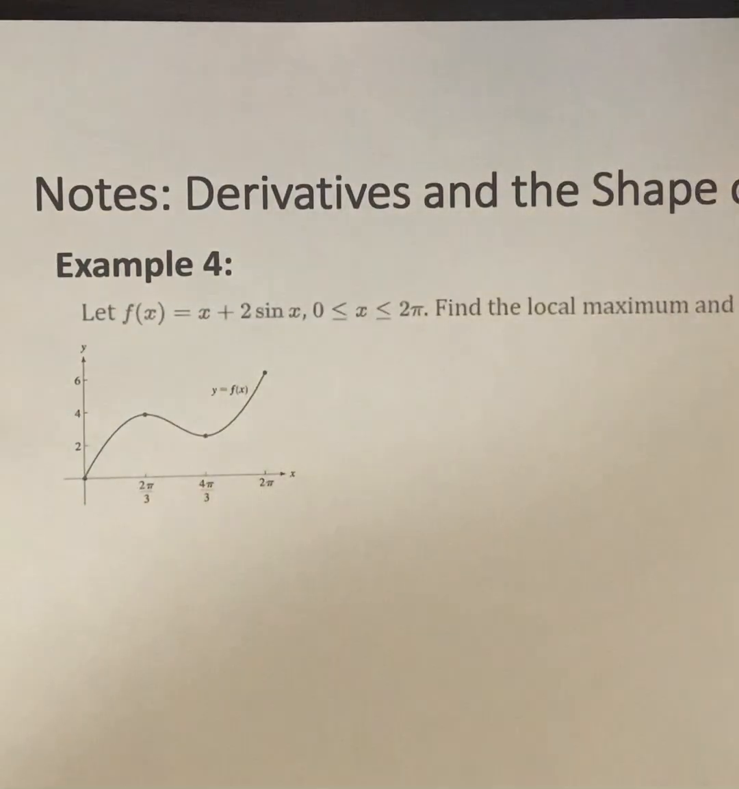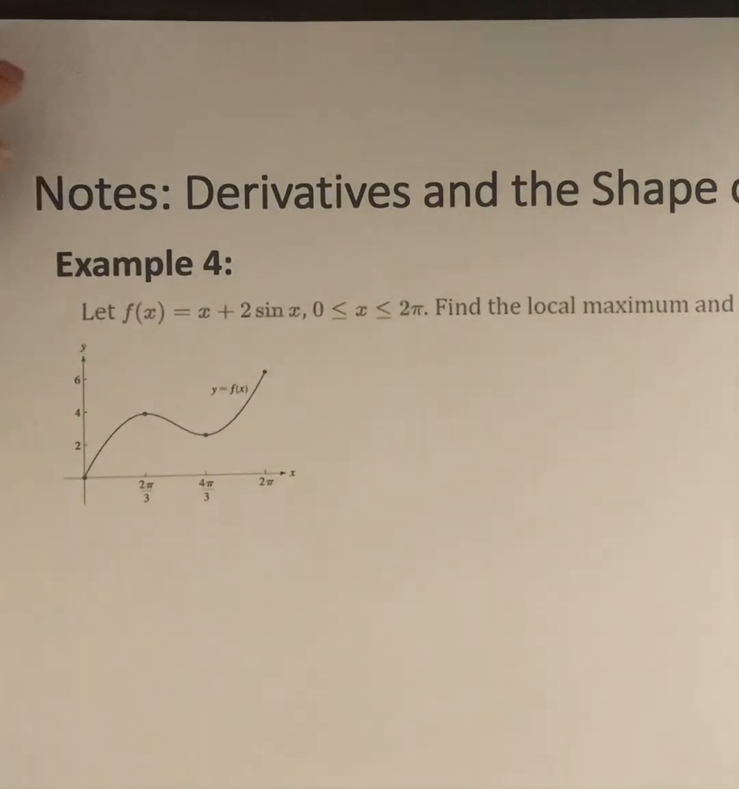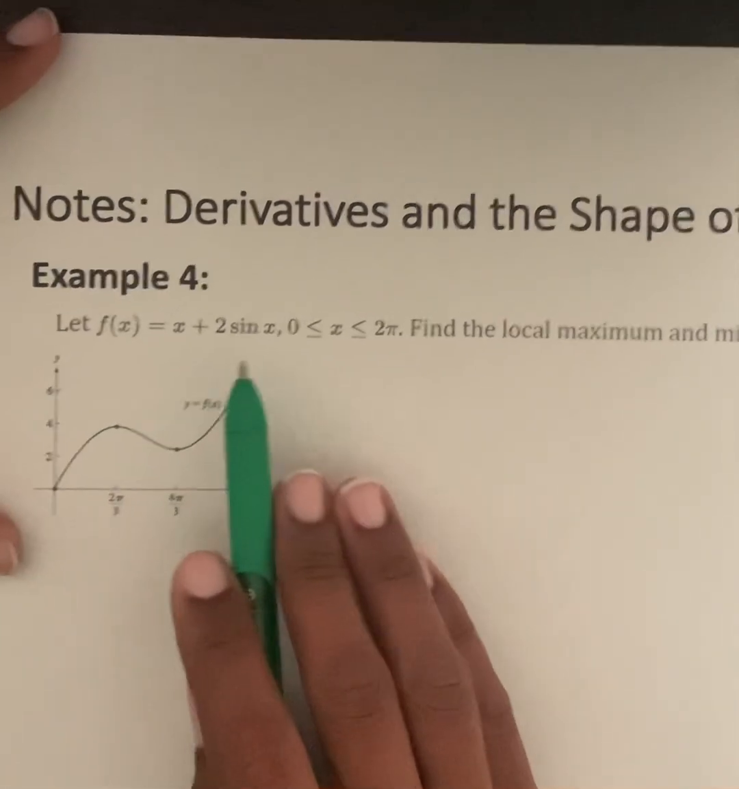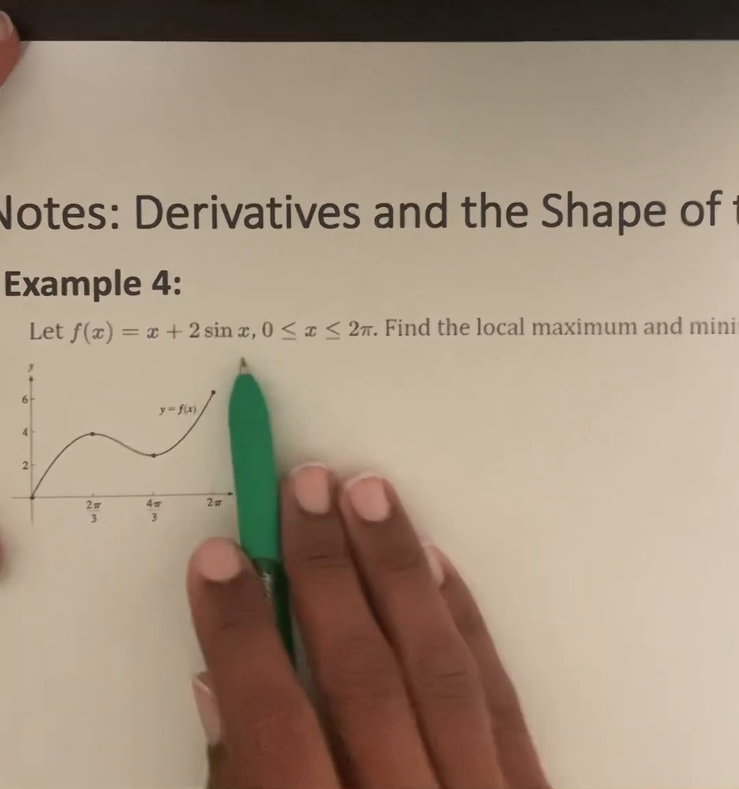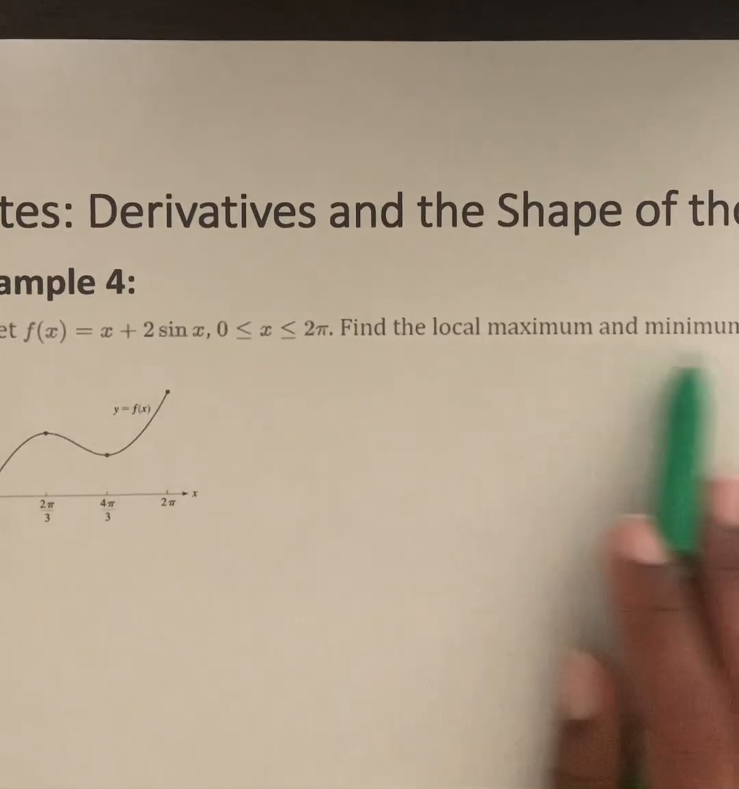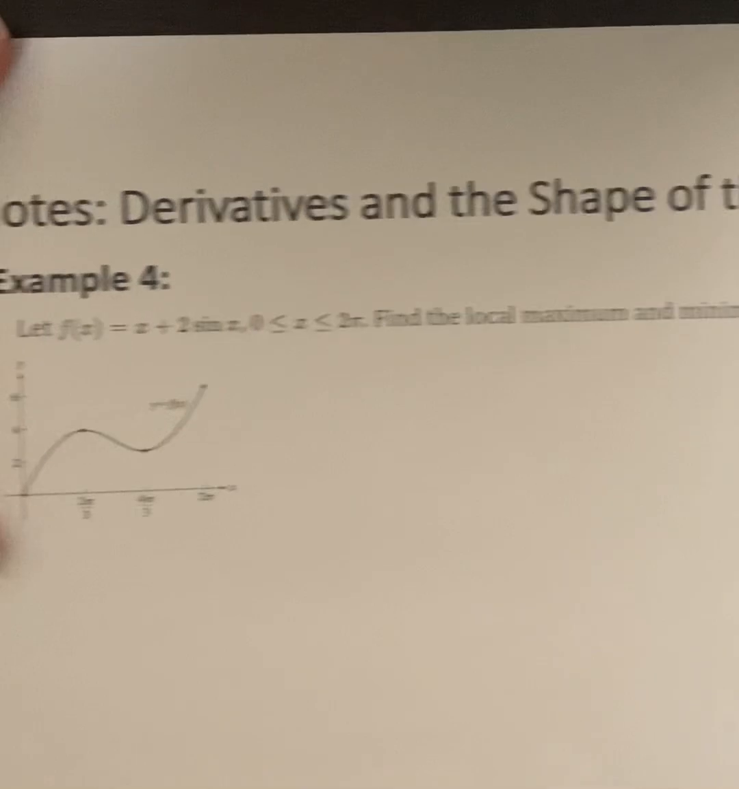Let's take a look at example 4. Last one. Let f of x be x plus 2 sine of x on the interval 0 to 2 pi. Find the local maximum and minimum values.